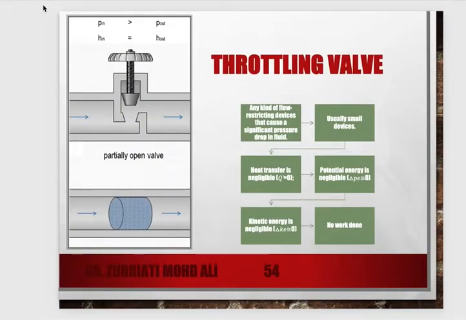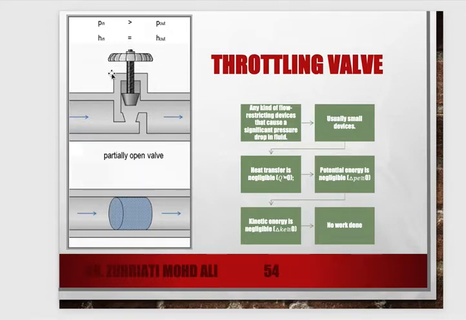Assalamualaikum and salam sejahtera. Today we will discuss SFEE devices, and our last topic is about the throttling valve. So if you can see here, this is a throttling valve. So what is a throttling valve? A throttling valve is any kind of flow restricting device that causes a significant pressure drop in fluid.